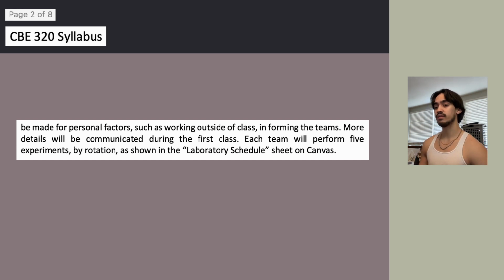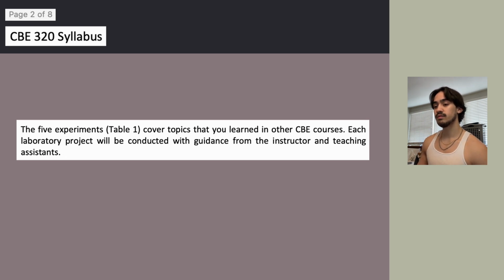Each team will perform 5 experiments by rotation as shown in the laboratory schedule sheet on Canvas. The 5 experiments, Table 1, cover topics that you learned in other CBE courses. Each laboratory project will be conducted with guidance from the instructor and teaching assistants.